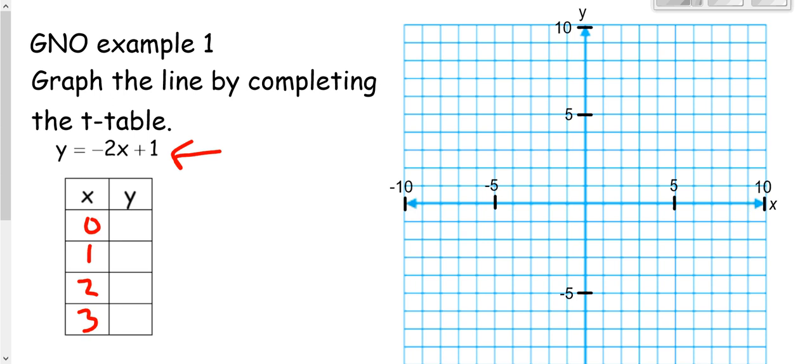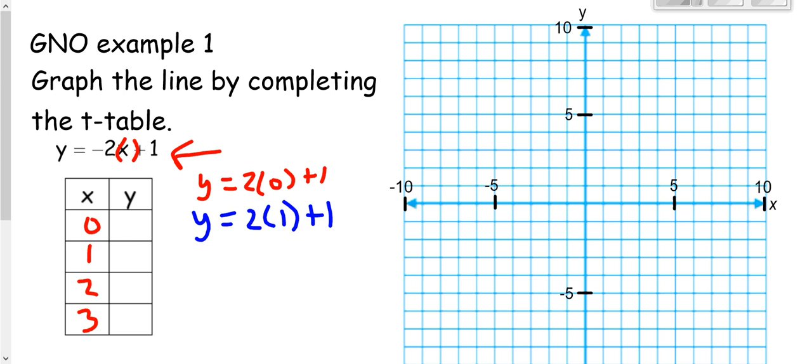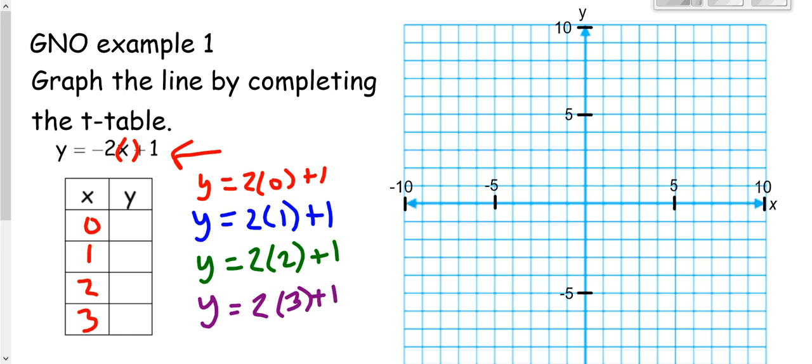Okay, so then we're just going to plug those in. So y equals 2 times 0 plus 1. Remember, I'm plugging it in for x. The next one would be y equals 2 times 1 plus 1. The next one would be y equals 2 times 2 plus 1. And finally, we'd have y equals 2 times 3 plus 1. And I'm sorry, I missed that these were all minus 2's. My fault. Okay.